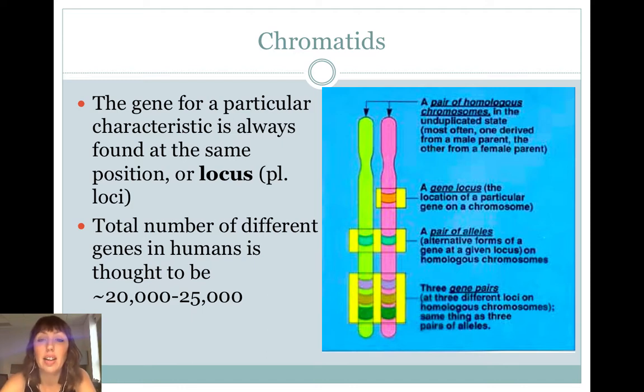And again, see, they're in an unduplicated state. They don't look like X's. So if you look at one particular locus, you'll be looking at one particular gene. And when you're looking at that one particular gene on the chromosome that you got from the female and the same gene in the same locus that you got from the male, you're looking at a homologous pair of alleles.